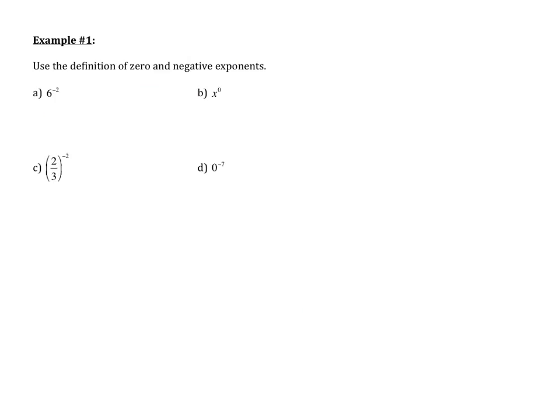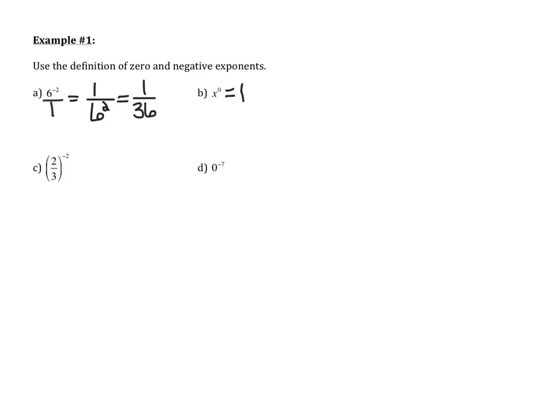So here's example number 1. Use the definition of 0 and negative exponents. So part A says 6 to the negative second. So I need to get rid of that negative exponent. Technically this is over 1. So I know that I can take this number and put it in the denominator and the exponent would become positive. So I would put 6 to the positive second in the denominator, which means a 1 would have to be left in the numerator. So just to simplify that, I would get 1 over 36. For part B, I have x raised to the 0 power. Anything to the 0 power is equal to 1.